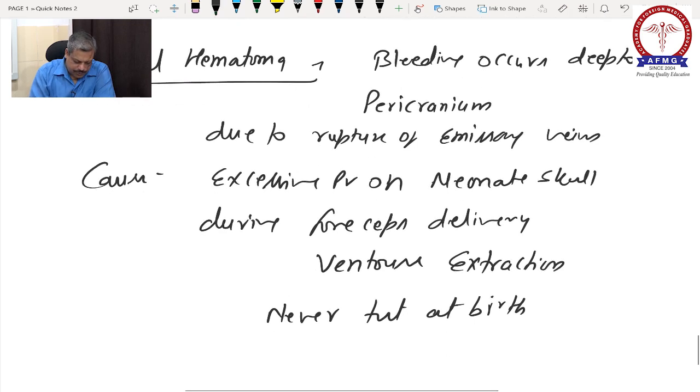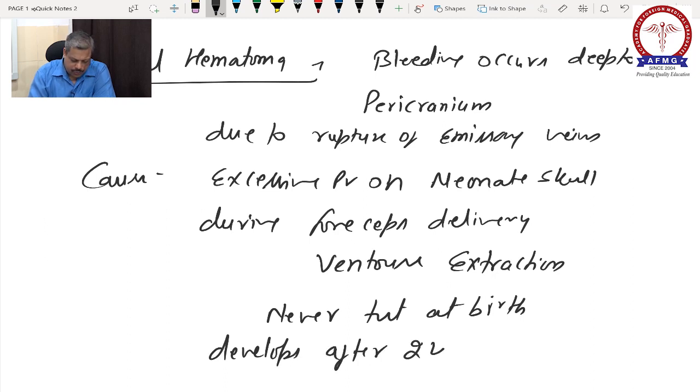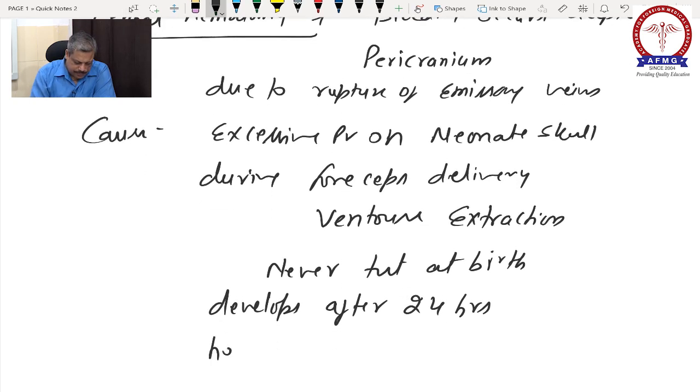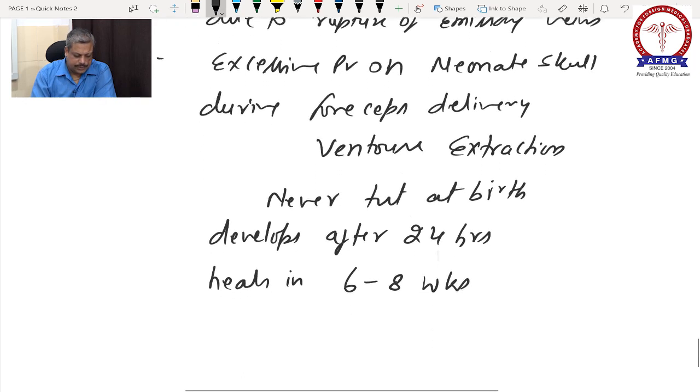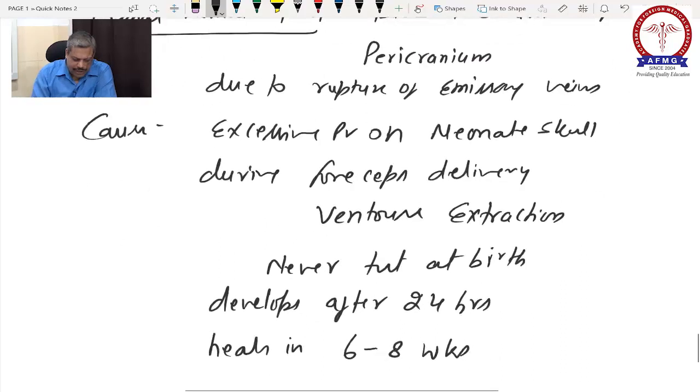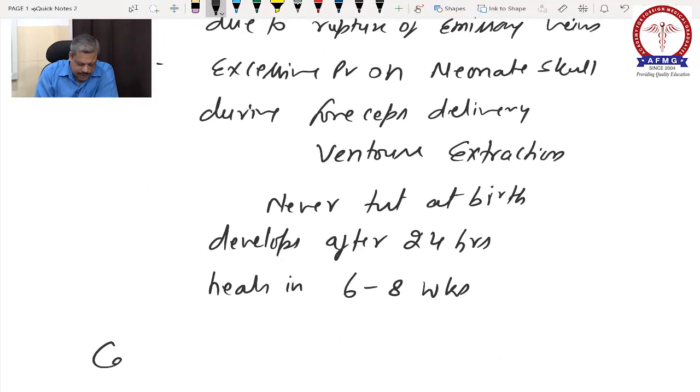It develops after 24 hours and it heals in 6 to 8 weeks. Clear? The differential diagnosis of cephalhematoma is with caput succedaneum.